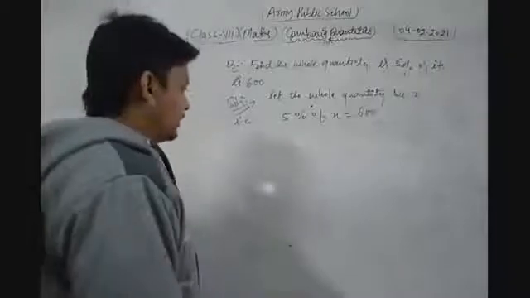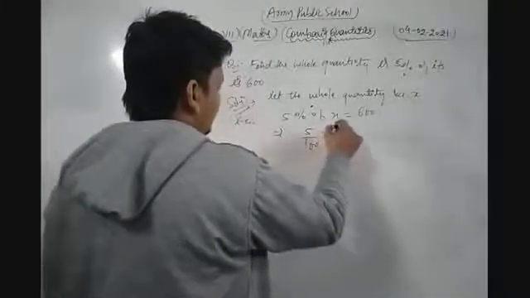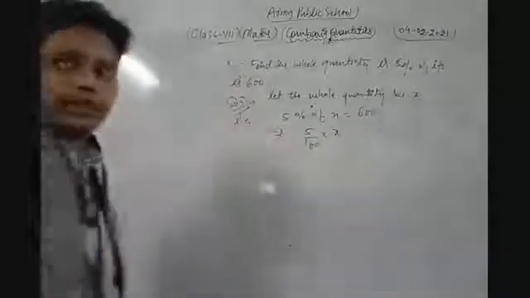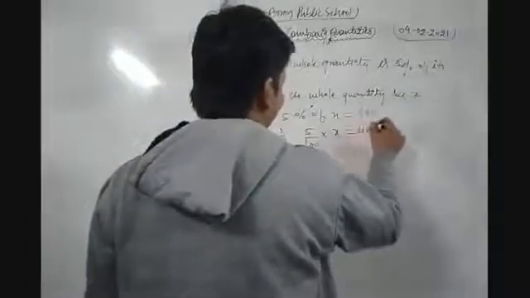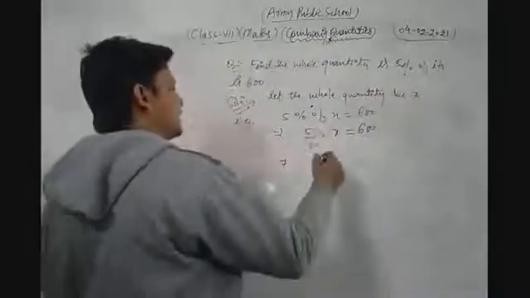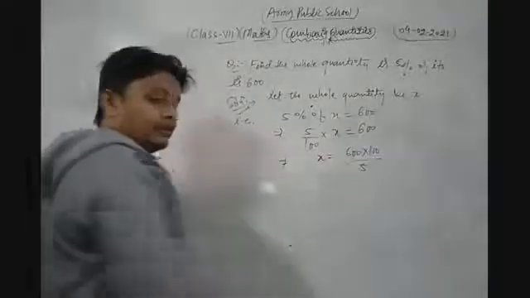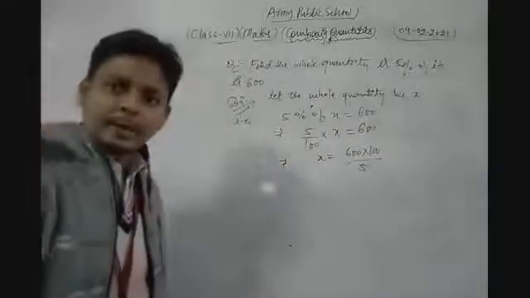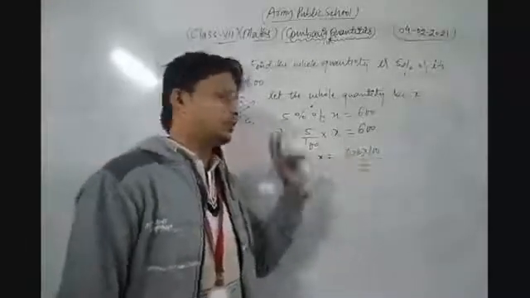Now we simplify. 5% is 5 upon 100, and the concept of "of" is just multiply, is equal to 600. Now solving, x is equal to 600 into 100 upon 5. We write x is equal to 600 into 100 upon 5.